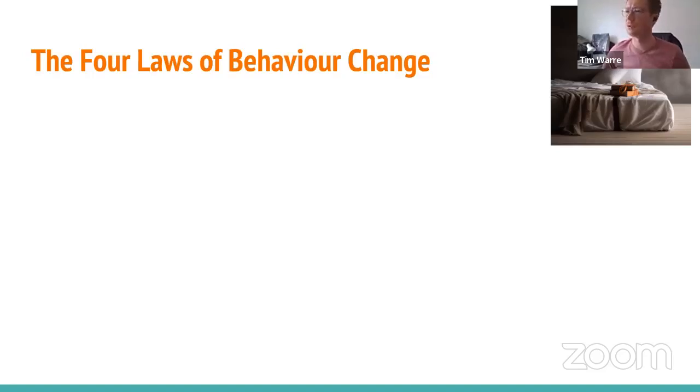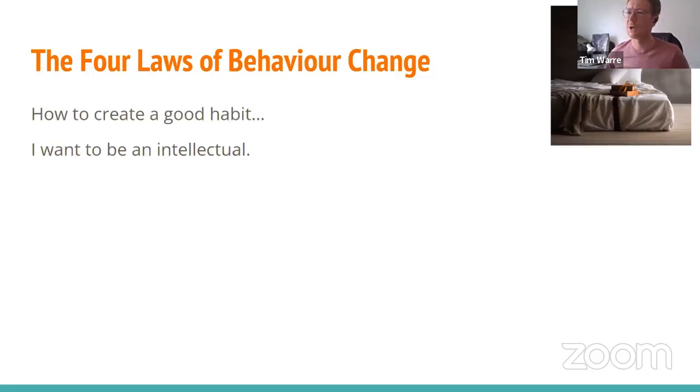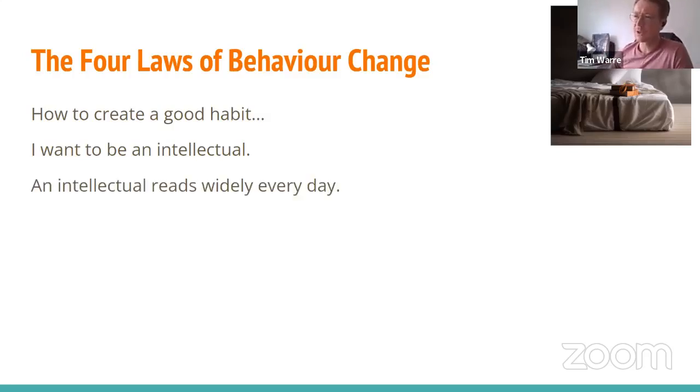James Clear talks about the four laws of behavior change for creating a good habit. So for example, you say, I want to be an intellectual. This is the change you want to make, based on an idea of your identity. What does an intellectual do? An intellectual reads widely every day. So you think, okay, if I want to become more of an intellectual, this is a habit I need to acquire.